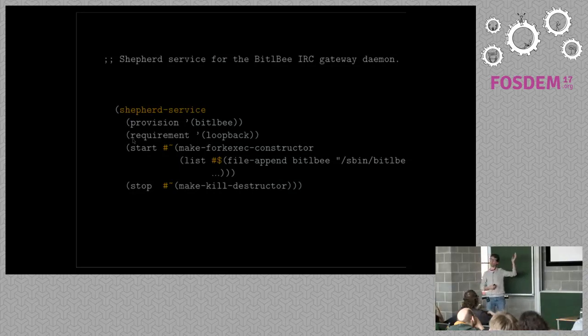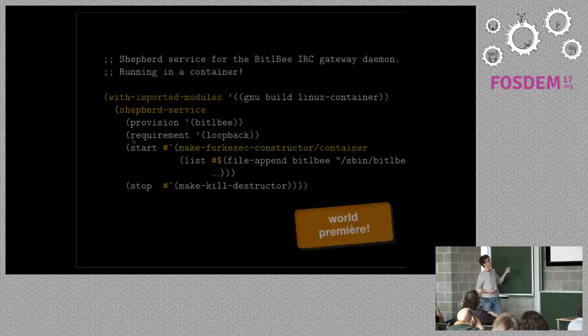The thing here is we want to be able to run B2B in a container so that we're at least reducing the attack surface. We happen to have a container module in Guix itself, which is used for other things. So why don't we just import that definition inside of the Shepherd so that we can run B2B inside a container? Well, that's what we are doing here. And it's a world premiere.